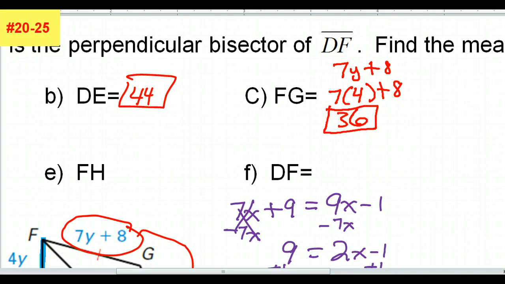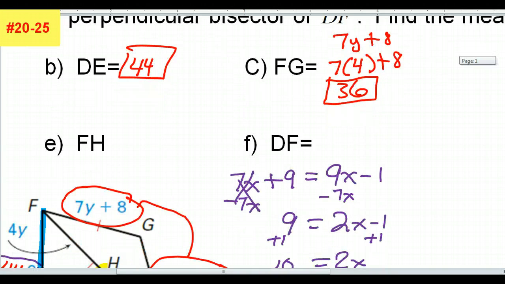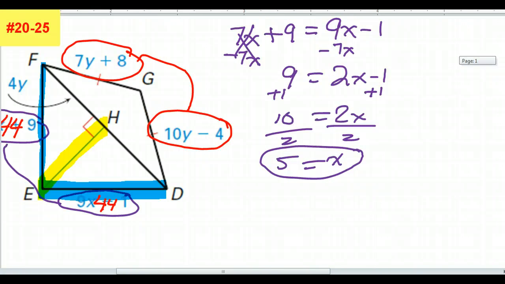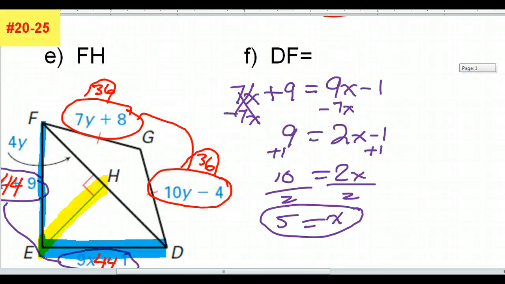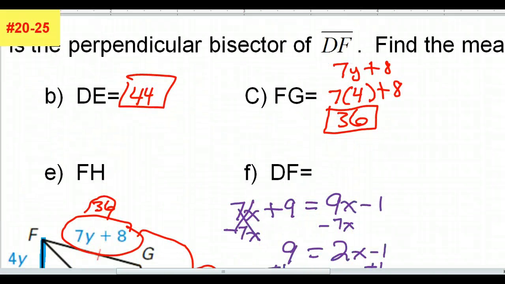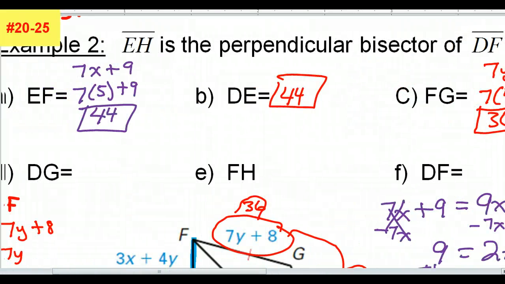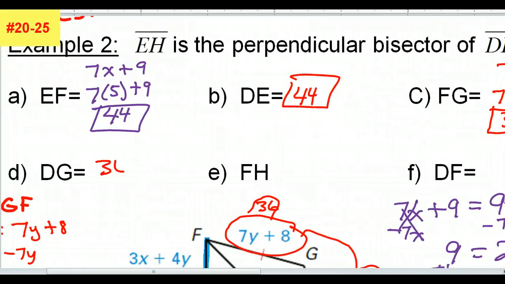36. Now, what other side should be 36? And do they ask us for it? FG. Okay. Just kidding. So this side is 36, which means GD should be 36. Did they ask us for that? Let's see. GD. Yeah, so this one should also be 36. You don't have to do it again.